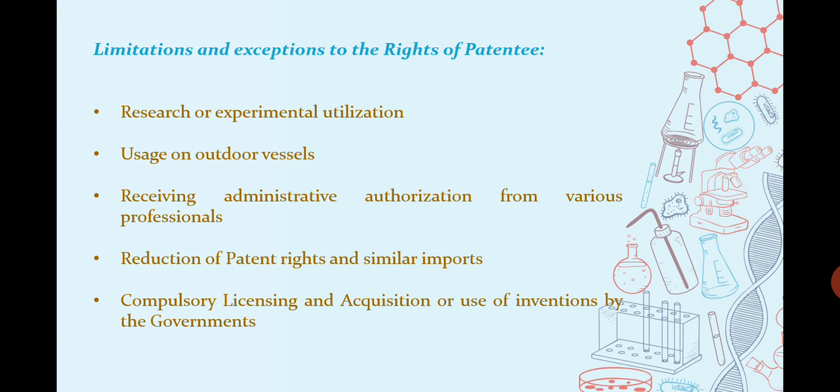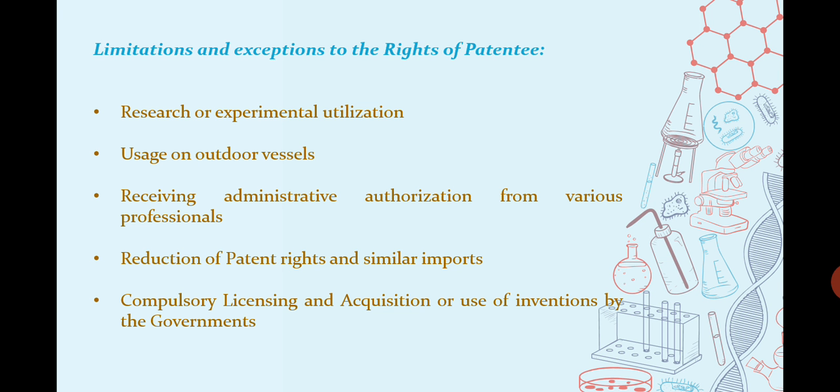The limitations and exceptions to the rights of patentee are as follows. First, if that patent has been used for any research or any experimental utilization. Meaning what? That if there is an invention which has been patented, but that patented invention has been used by somebody else apart from the patent holder for certain research or for some experimental utilization with the permission of the patent holder, then that is something which the patent holder has to let go.